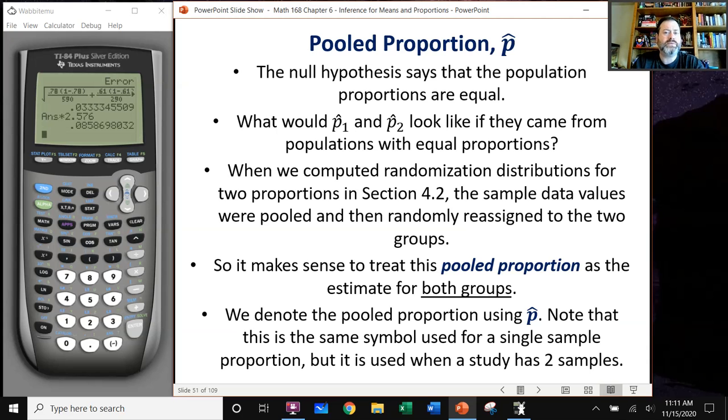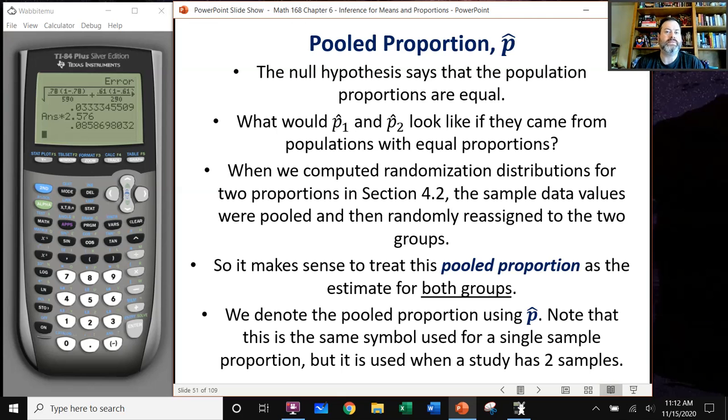So what we're going to do is use the concept developed in section 4.2 when we computed randomization distributions for two proportions. The sample data values were pooled and then randomly reassigned to the two groups. We didn't do one specifically like this, but that was the concept, right? Anytime you have two groups, you pool. You take both sets of data values, you dump them together, and you randomly reassign them. Well, that's basically what we're going to do.